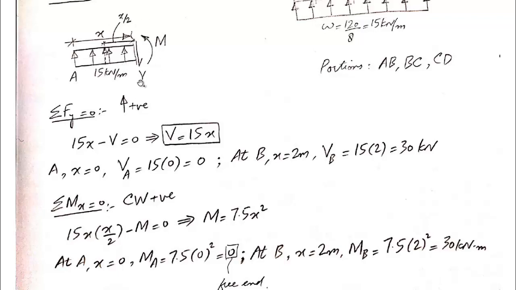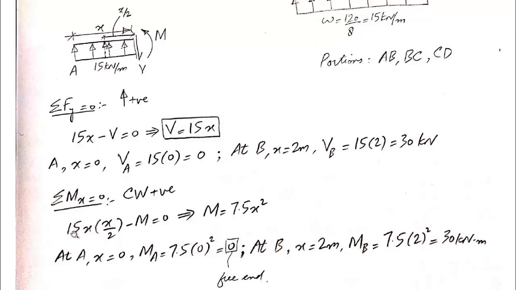Although we have solved a lot of problems, I see that some of the students are still confused about the moment center, and they assume that we are calculating moment about some support or about the starting point of the portion. So that's not the case. We always calculate moment about the section. So 15 into x, this is the magnitude of the resultant, and x by 2 is the perpendicular distance between this resultant and the section under consideration.